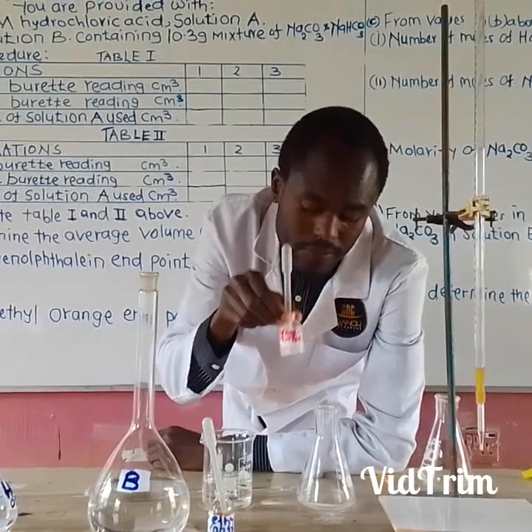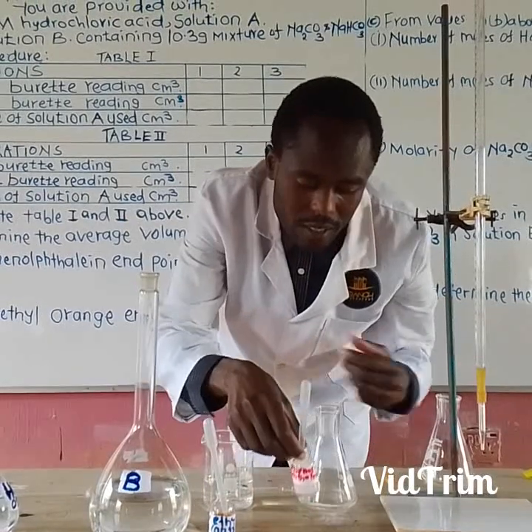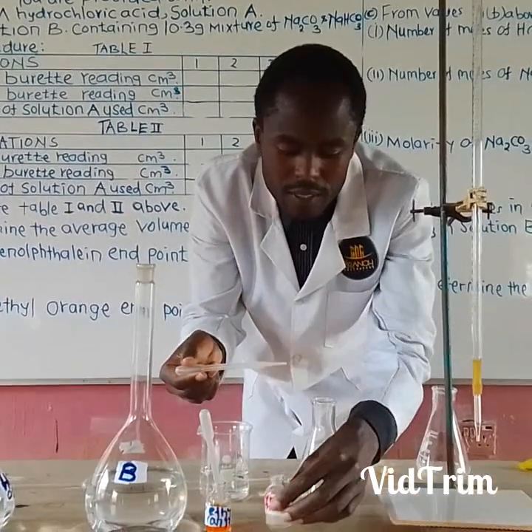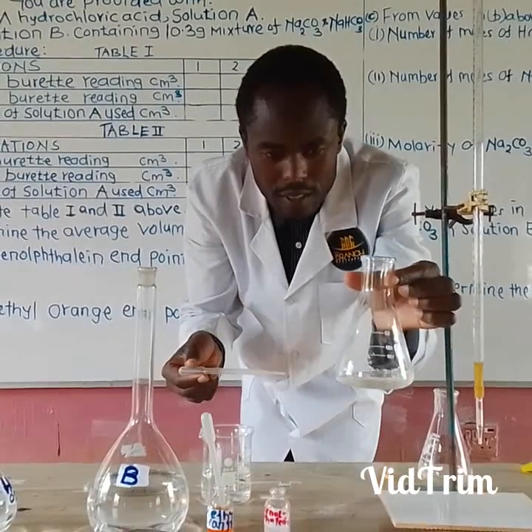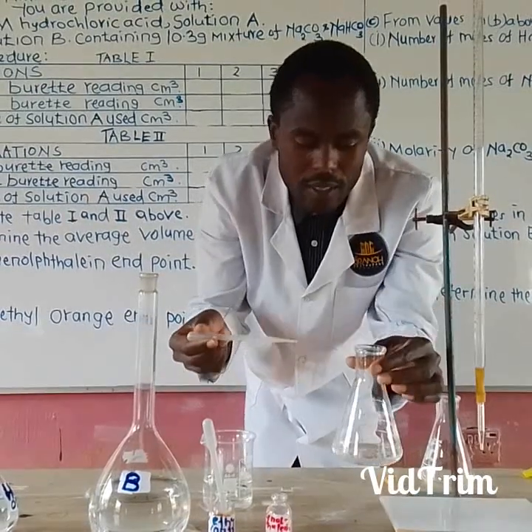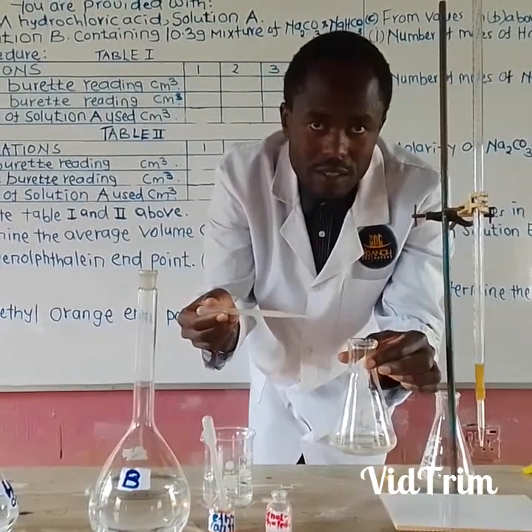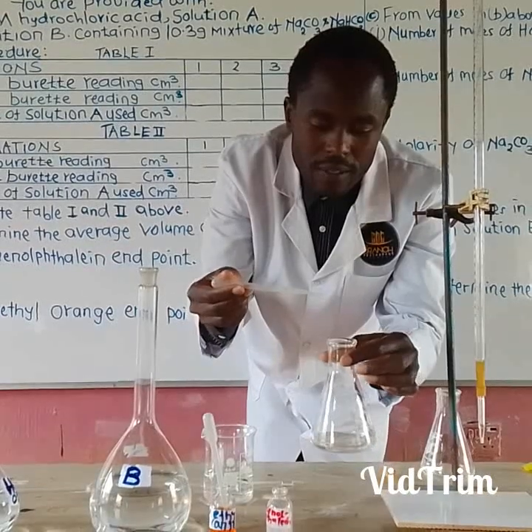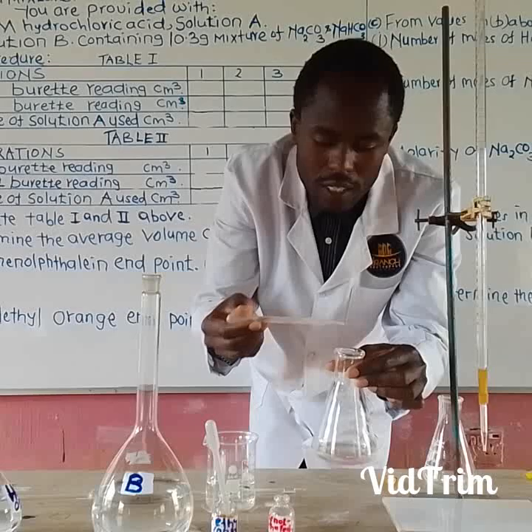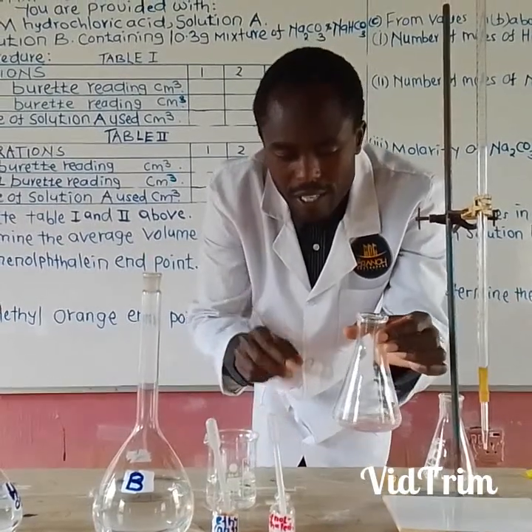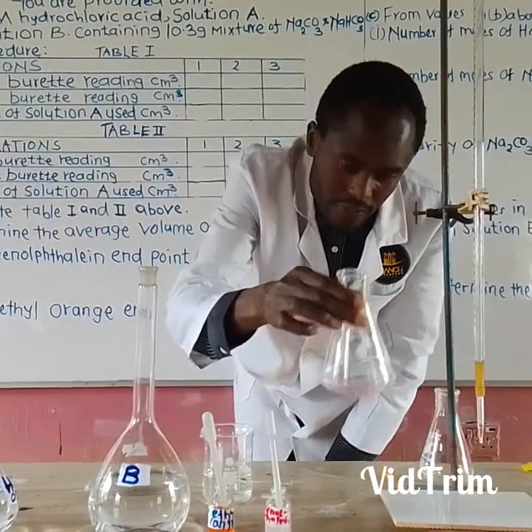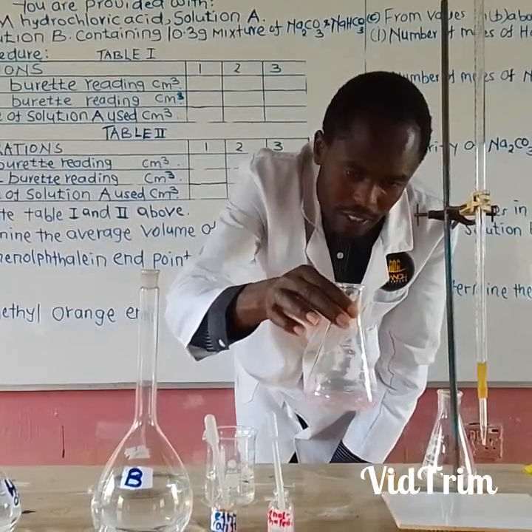So follow me. I'm going to take 3 drops of phenolphthalein indicator using a dropper. Look at the initial color of solution B. It's a colorless solution. Then let me add 3 drops of phenolphthalein indicator. 1, 2, 3. So I've added 3 drops of phenolphthalein indicator.